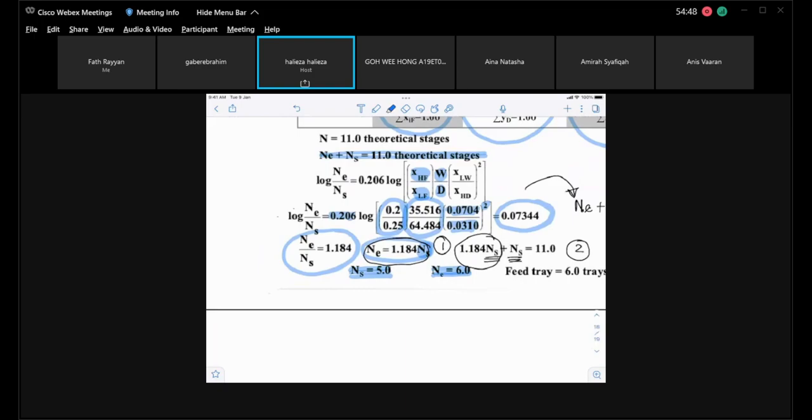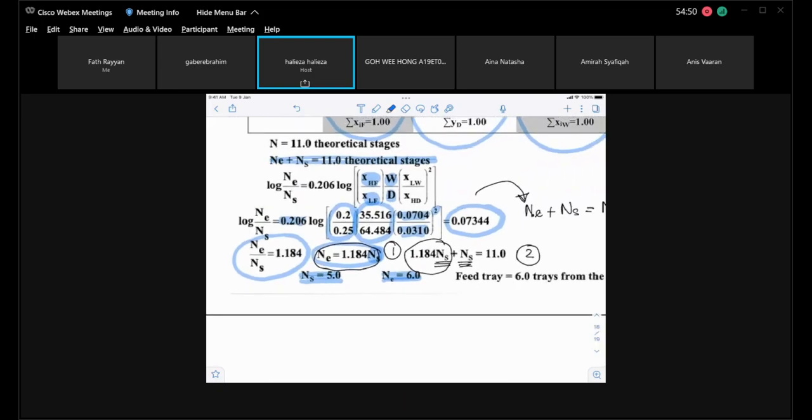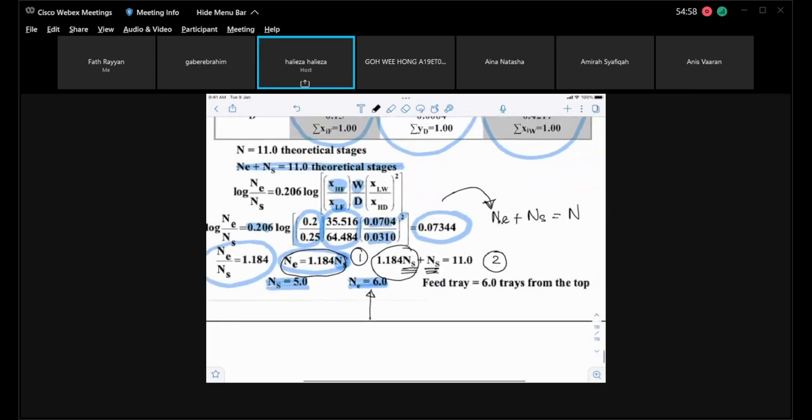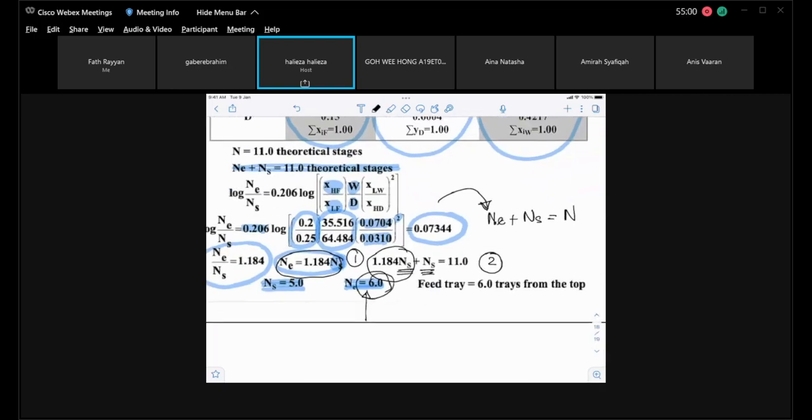So now, where is your feed tray? Your feed tray should be referring to your enriching section, because enriching section is from the top. So your feed tray will be tray number 6 from the top. You should write this full statement from the top, because you are looking at the enriching section. The enriching section is from the top to the feed. So your feed tray is tray number 6 from the top. Okay, so that is how you locate the location of your feed tray. Any questions?